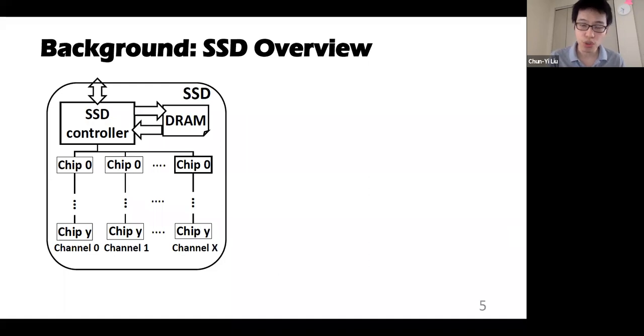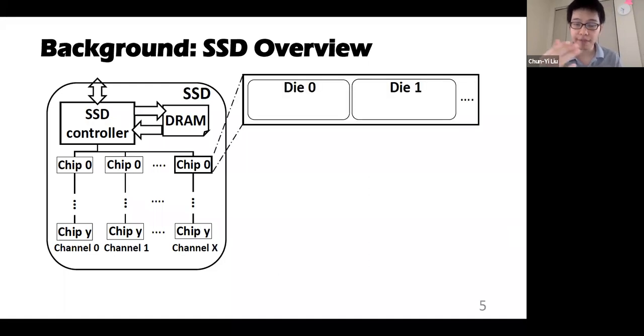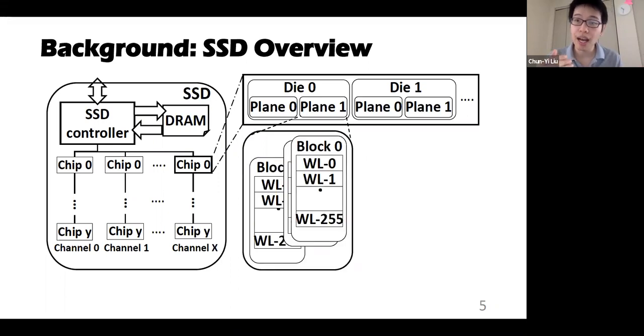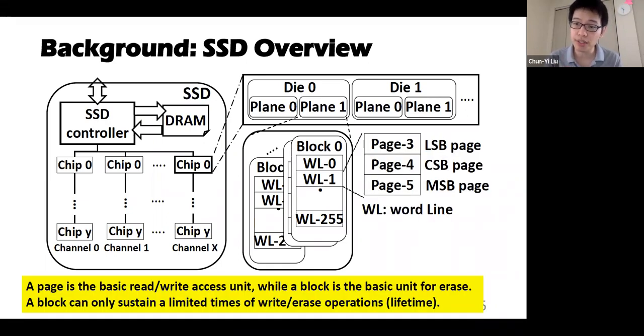And here shows a chip. Every chip has multiple dies in it, and every die will have multiple planes. Each plane will have thousands of blocks, and each block will have hundreds of word lines. Each word line contains lots of pages. In this case, this is a TLC NAND flash, so every word line can contain 3 pages.